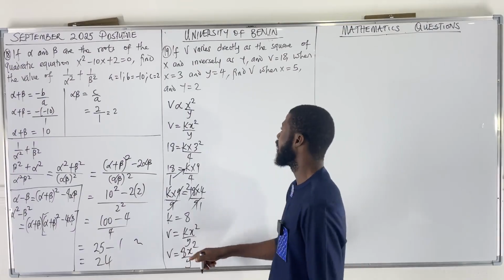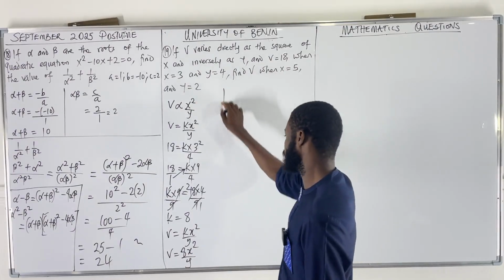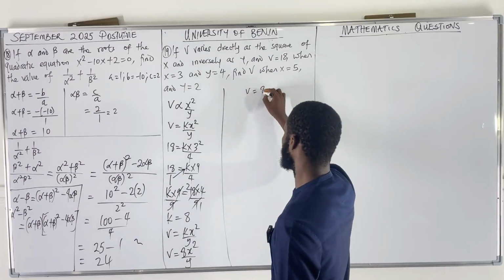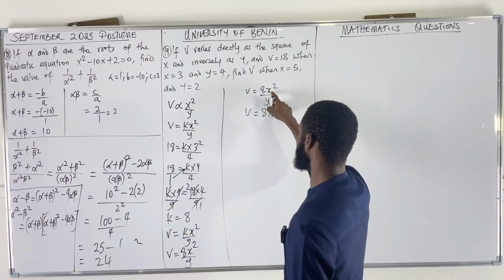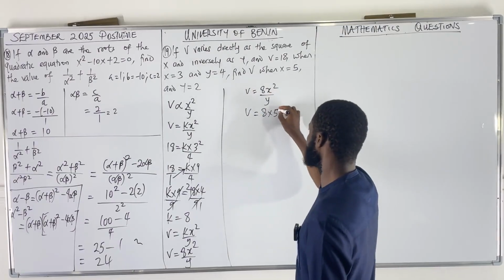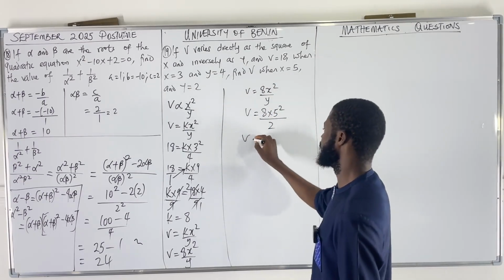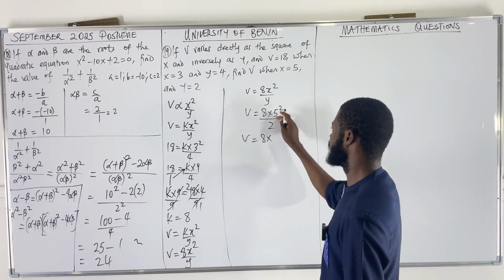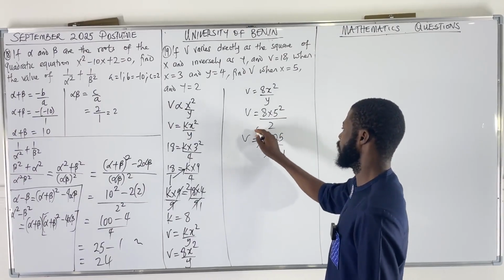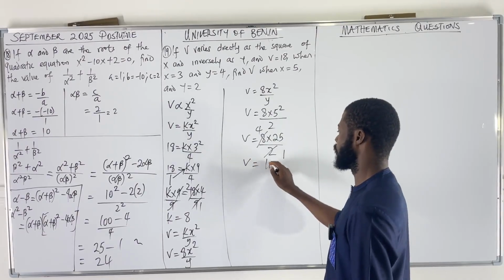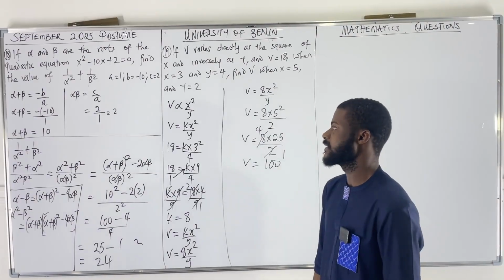So using this formula, they said find v when x is 5 and y is 2. Now we know that v is equal 8x squared over y. So this is v equal 8 times x is 5, so this is 5 squared over y is 2. So this is v equal 8 times 5 squared is 25 over 2. 2 here is 1. 2 into 8 is 4. So v is equal to 100. So that will be the answer to question number 19.